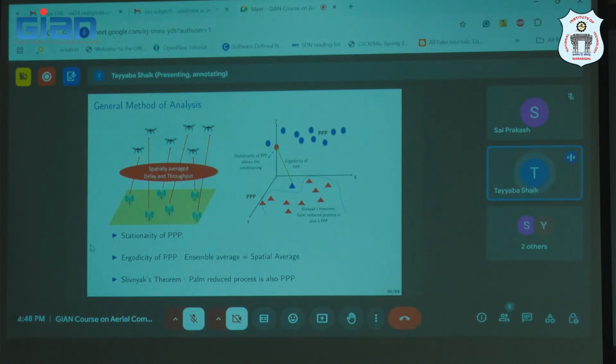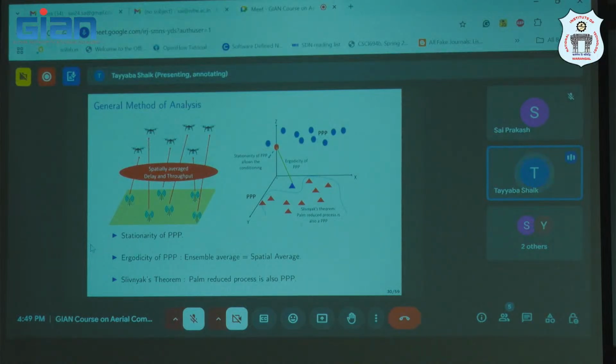The other property that we use here is the stationarity of the PPP. We will say that the UAV of interest is located at the origin but at some height h. Stationarity does not change the distribution of the process if you change the origin, right? So we will assume that there is some UAV present at the origin but at a height h, and we will study the performance of this link, where this blue triangle is the nearest base station of this red UAV.